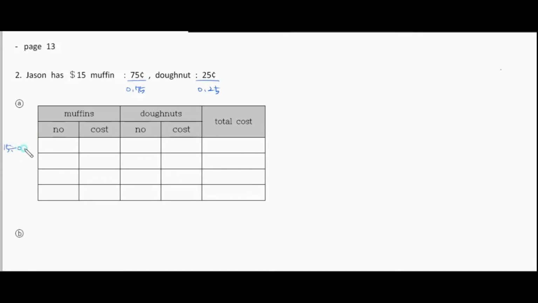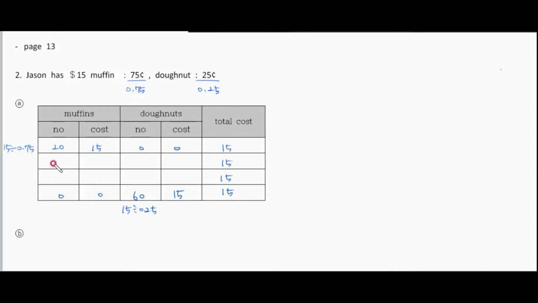If we just buy all of the muffins, it'll be 15 divided by 0.75, and this will be 20. And then the cost will be $15, and the other two will be 0 and 0. And the total cost is always 15, memorize that. And now let's buy all of the donuts. Then it will be 15 divided by 0.25, or multiplied by 4, so it will be 60. Then the cost will be $15, and the other two will be 0 and 0.